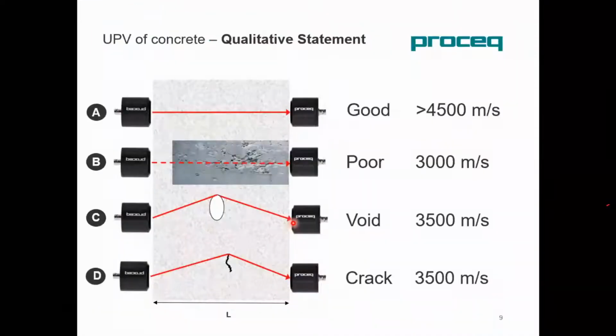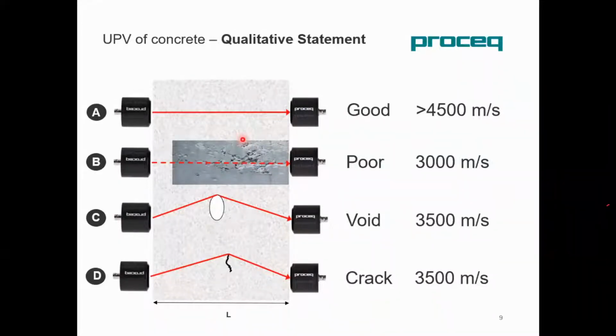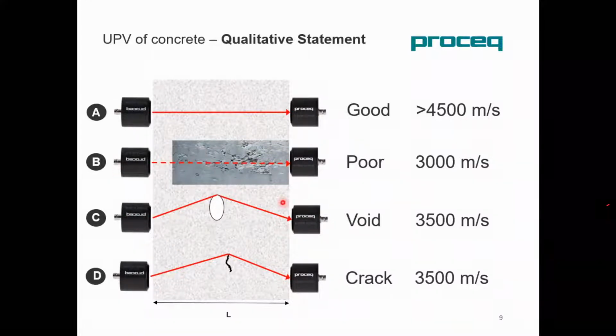Let's look at this example. I would say that UPV gives us a qualitative statement. Why? Imagine this column, and we are measuring a few locations: A, B, C, and D. Point A is good quality concrete, so we get a high velocity above 4,000 meters per second. But at points B, C, and D, due to defects, you can see there's a drop in the velocity.